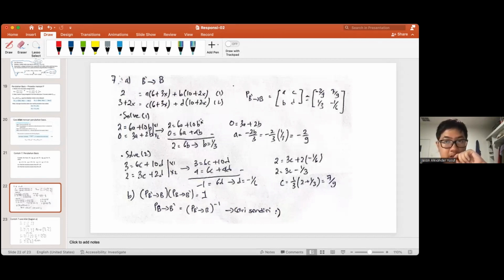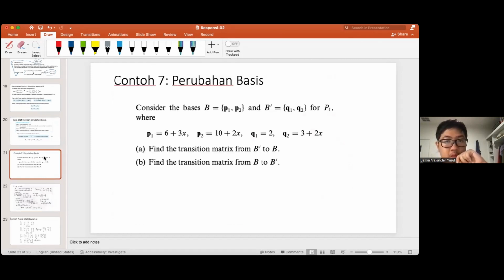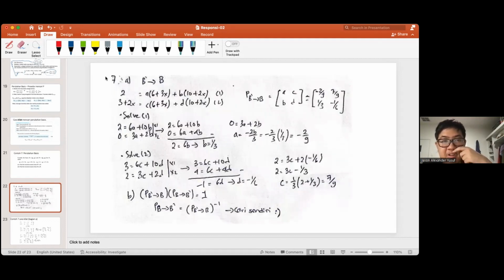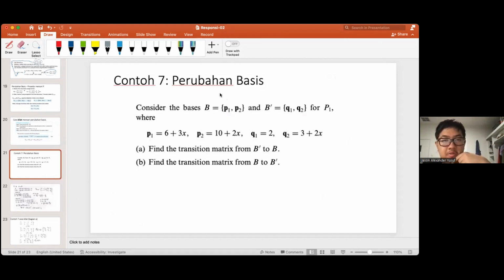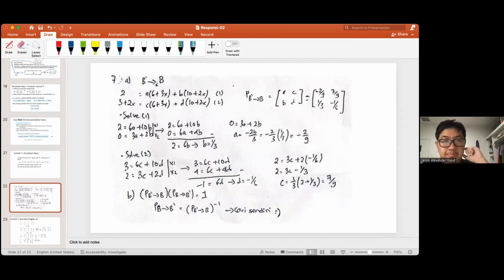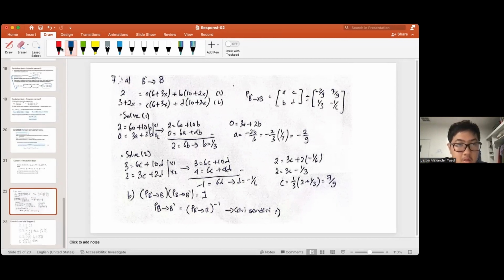And let's say, first we express, since we want to find B accent to B, let's say the B accent is this one. This is the first step. Express it as a linear combination of B, the old one. I'll just put the numbering so that you can understand the steps. So this is step 1.